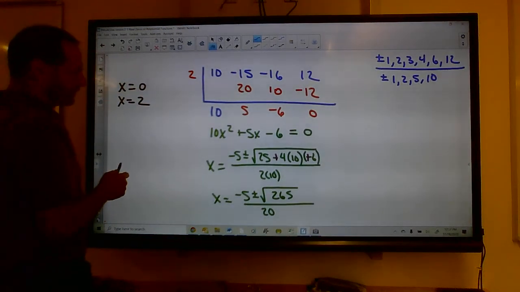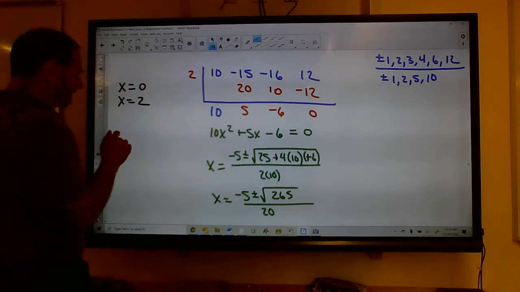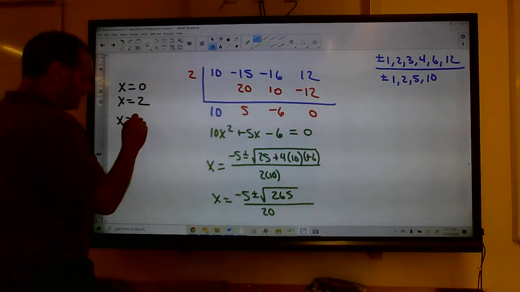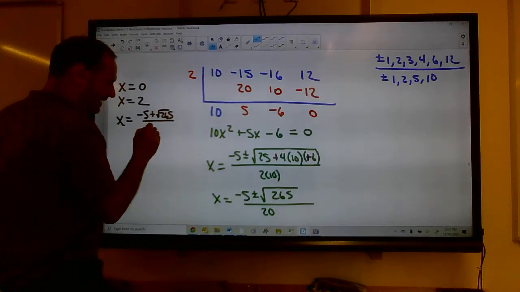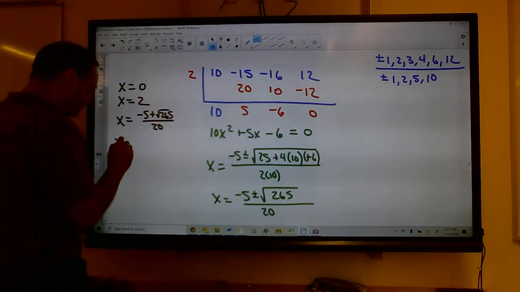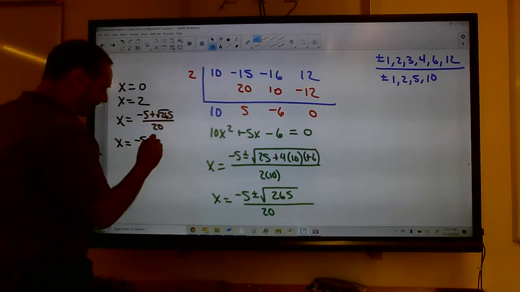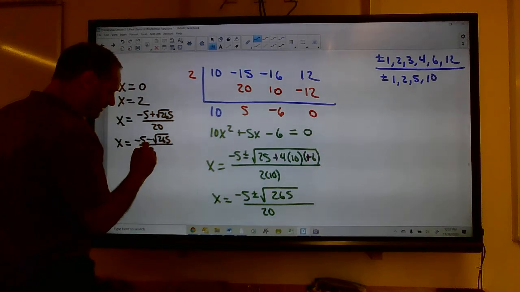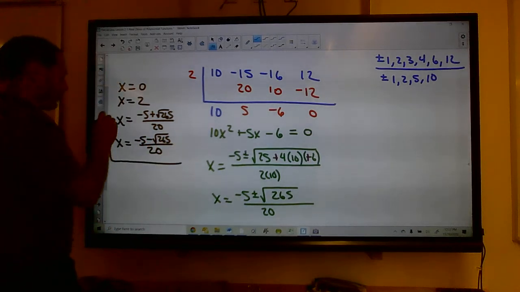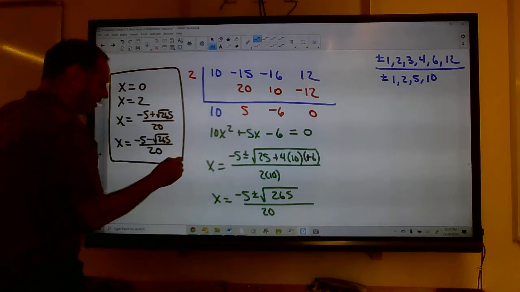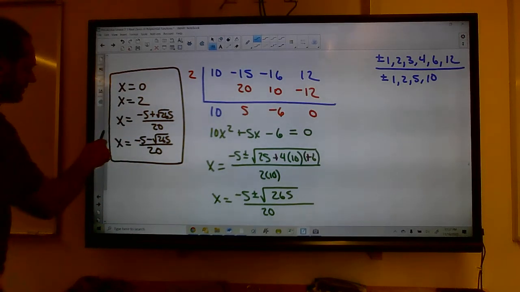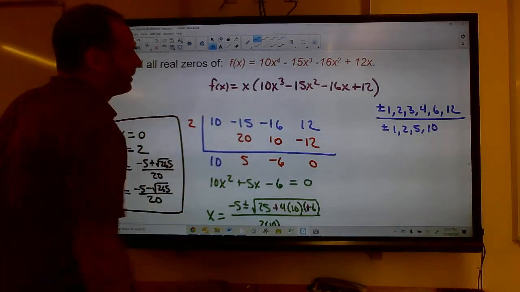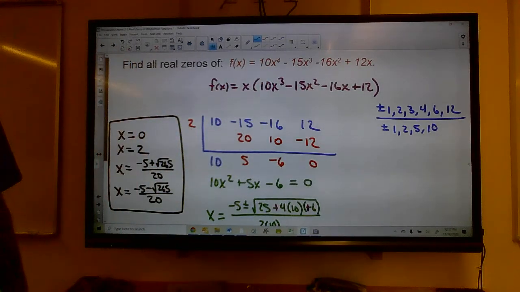Okay, so there's 2. There's my rational ones. And then I've got x is going to be negative 5 plus the square root of 265 divided by 20, and the other one is going to be negative 5 minus the square root of 265 divided by 20. So there's 4 zeros, 2 rationals, 2 reals, and it's degree 4. That's all the zeros that it can have. So I'm done.